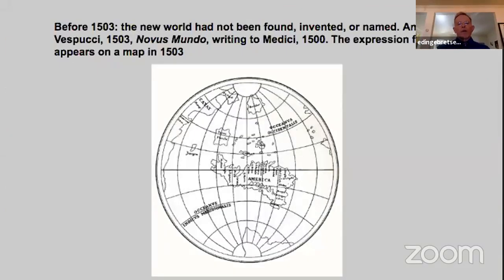And in 1503, the expression New World, which I still don't like to use, had not either been found, invented, or named. Amerigo Vespucci in 1503, Novus Mundus, he's writing to one of the Medicis in 1500, and he uses that. The expression first appears on Leonardo da Vinci's map in 1503, which is what you see here. This is America, right? I like it that we always put America at the center of the world and other places over here.